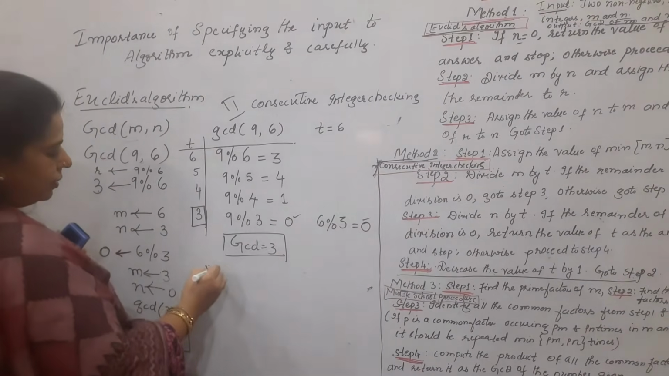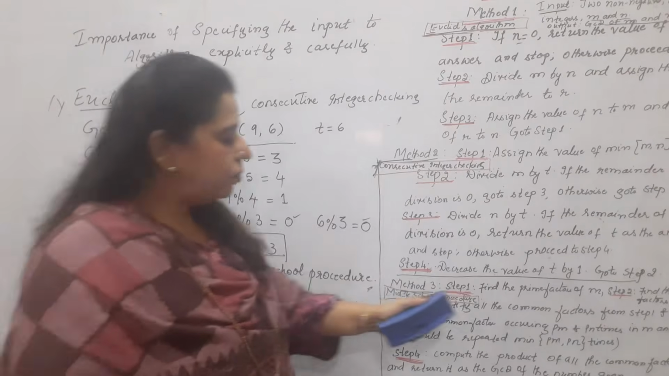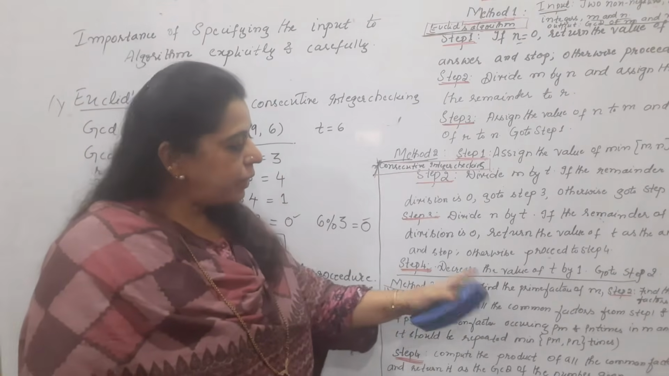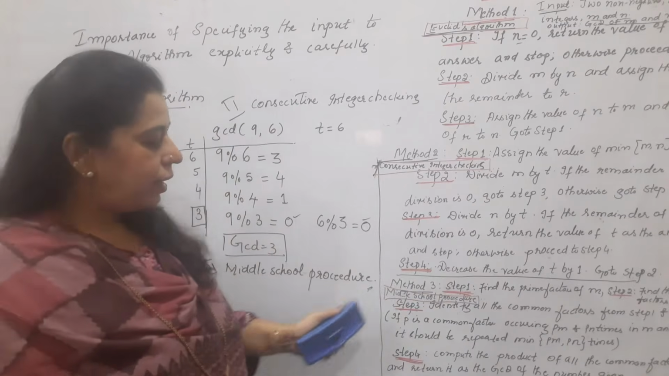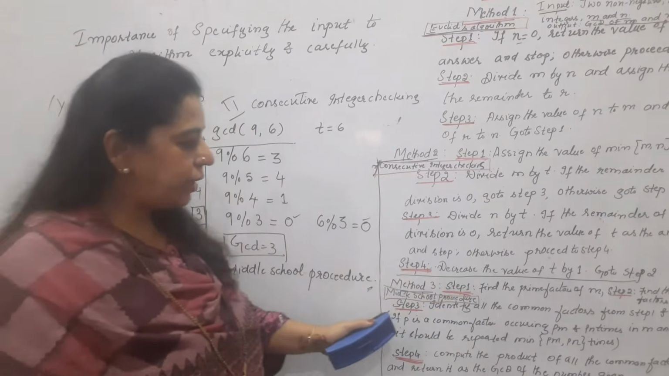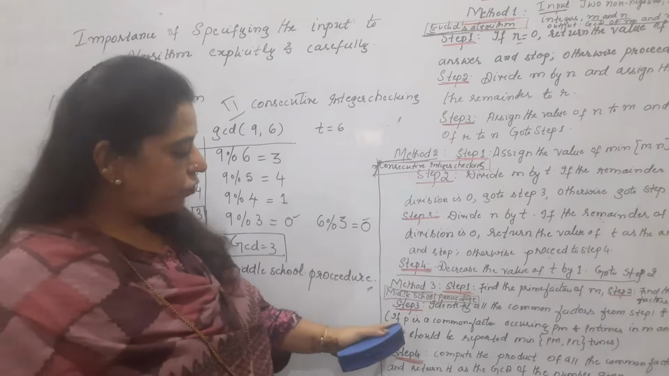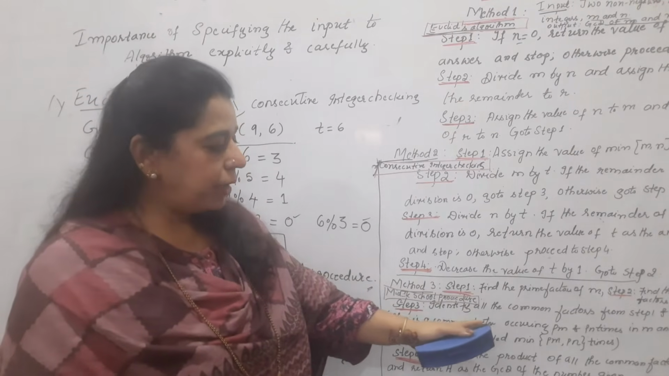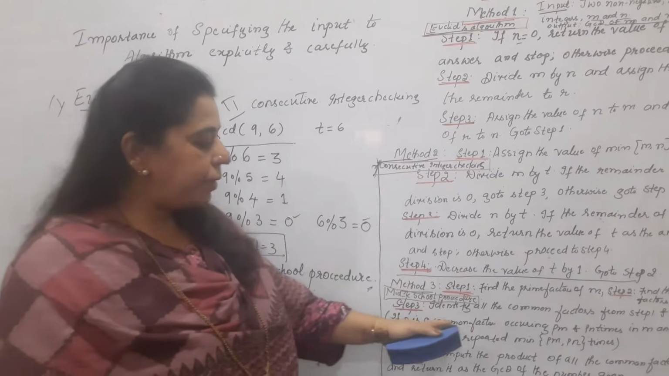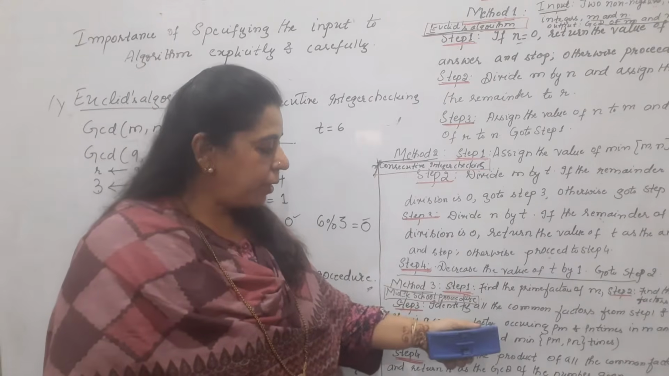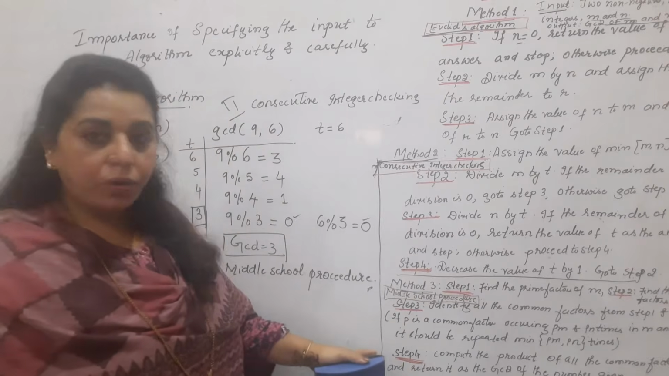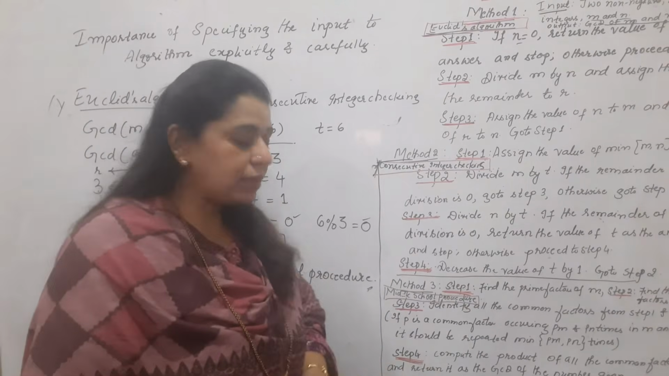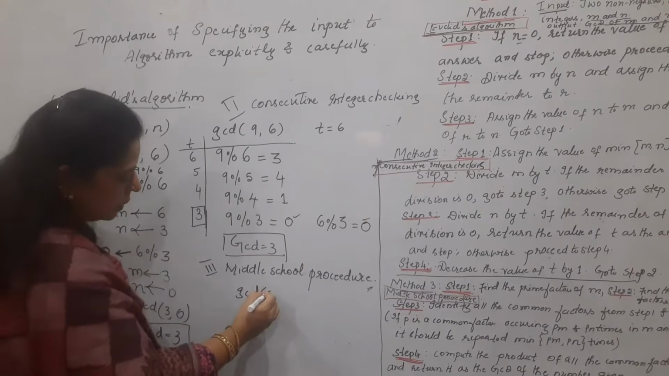So let us see the third method. In this method, what is step 1? Find the prime factors of m. Step 2 is to find the prime factors of n. Step 3: identify the common factors from step 1 and step 2, and if p is a common factor occurring pm and pn times in m and n, it should be repeated the minimum of pm and pn times. Step 4 is what? Compute the product of all the common factors and return it as the GCD of the numbers given.